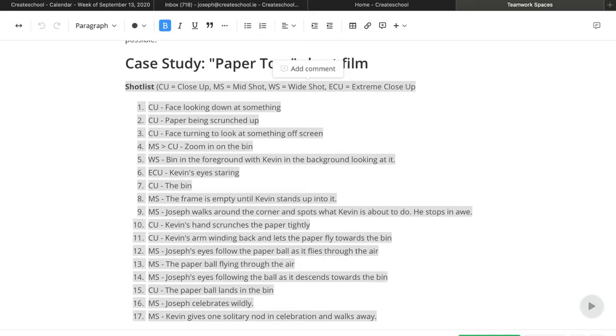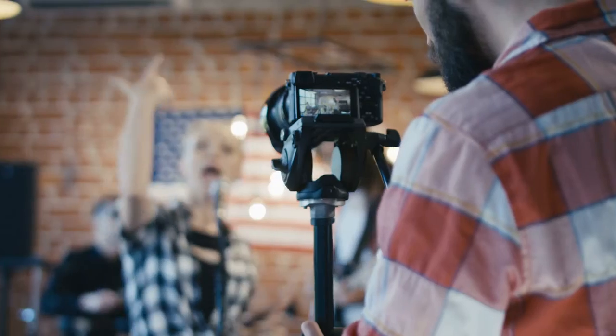There are a couple of shorthand terms that we use when describing shots, such as CU means close-up, and MS stands for mid-shot. These will all be included in your workbook. Simply writing "man throws paper in bin" is not enough. You have to start thinking like a filmmaker.